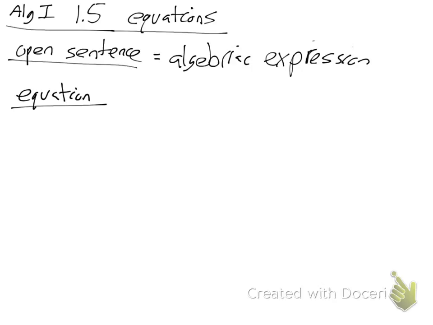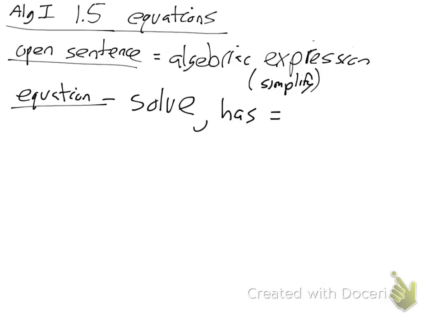So maybe put in parentheses, simplify, versus an equation you solve. The equation has an equal sign. So that's the difference between an open sentence, or algebraic expression, and an equation. One has an equal sign, one does not have an equal sign.